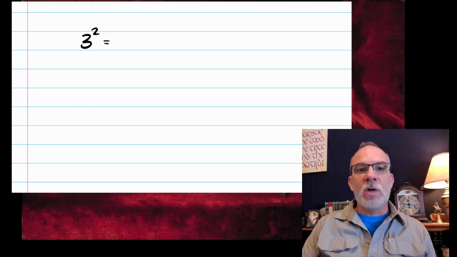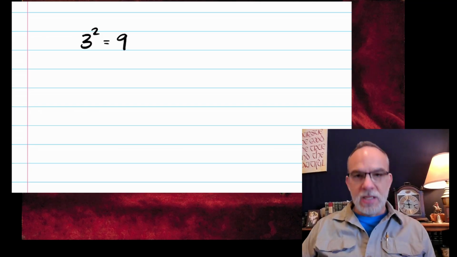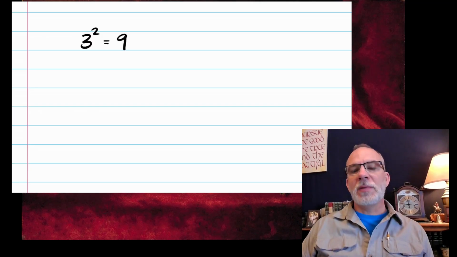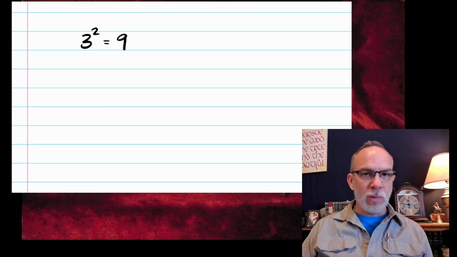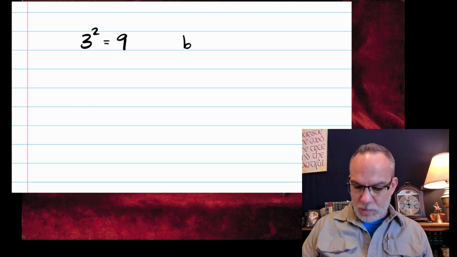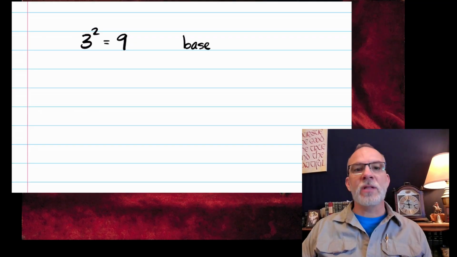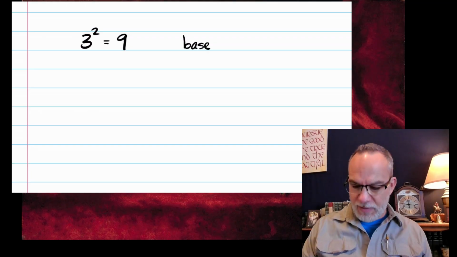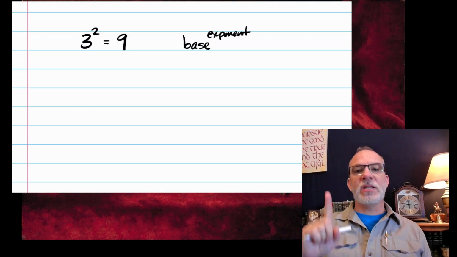So let's just do a real basic one. If I said 3 squared, what's that equal to? You're going to say 9. And now let me talk about the names of these things. Each one of these little number elements has a name. 3 is called the base, so I'll write the word base right there. The 2 is the exponent. Most everybody knows that. And it has to be written as a superscript.